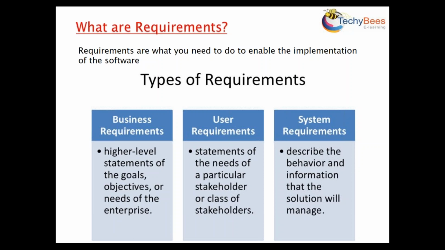Next, you have the system requirement. In system requirement, we describe the behavior and information that the solution will manage. So that's about the system requirements. So the requirements are at a very high level classified into business requirements, user requirements, and system requirements. So what are business requirements? The goals or objectives. What the business wants is defined as a business requirement.